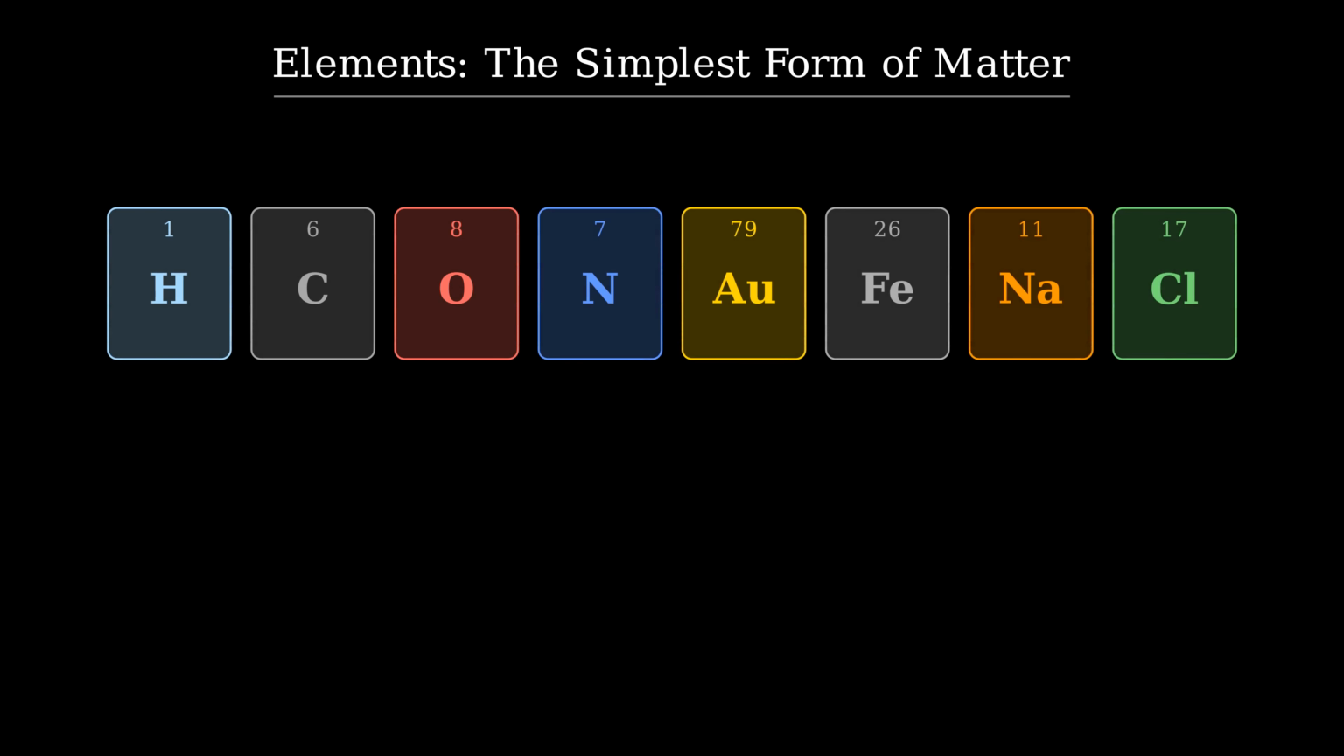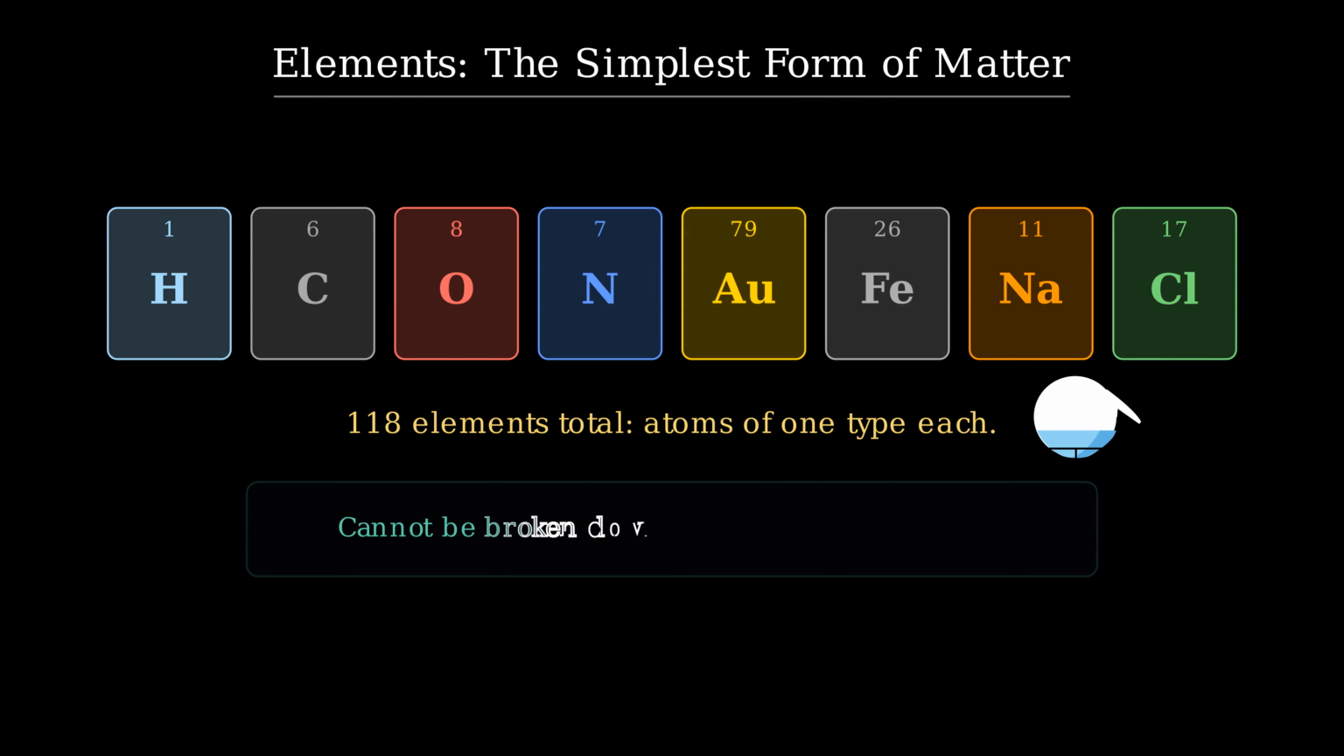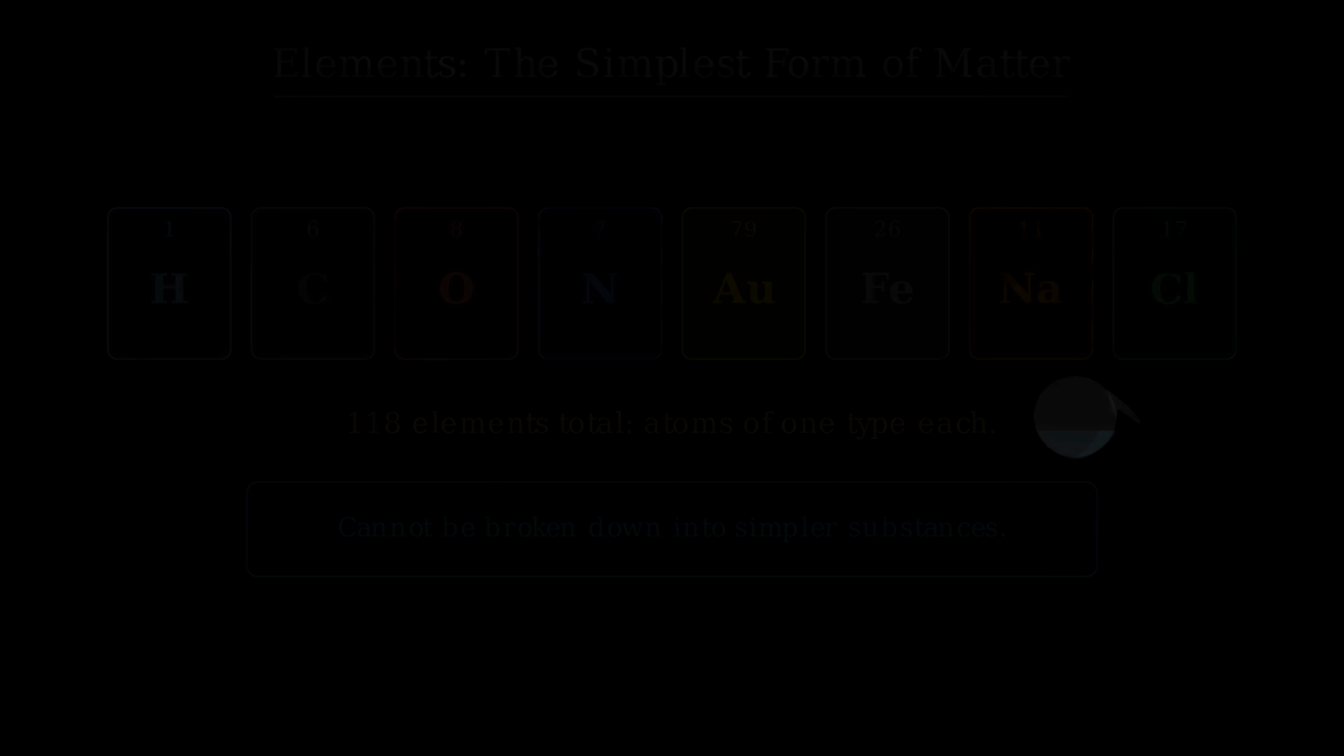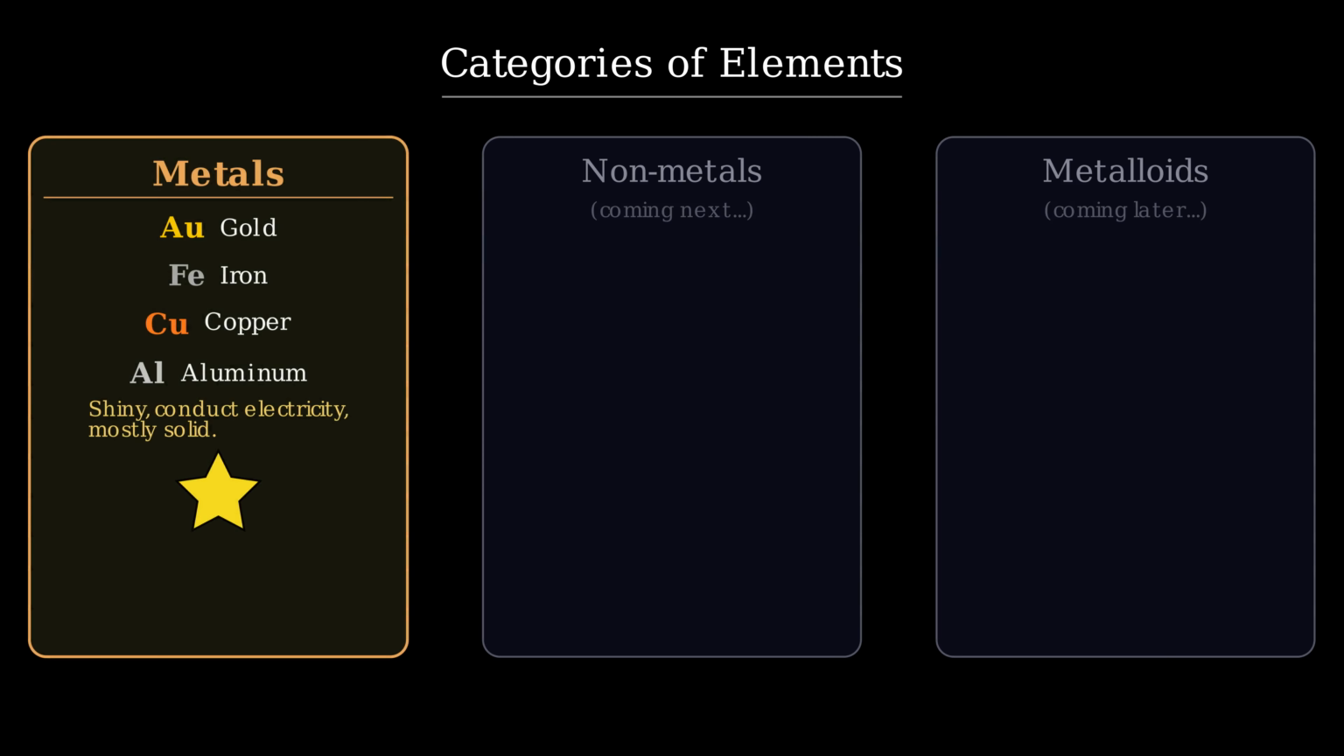An element is the simplest form of matter. Elements cannot be broken down into simpler substances. There are 118 known elements, each made of atoms of one type. Elements are organized into three main categories: metals, nonmetals, and metalloids. Metals are shiny, conduct electricity, and are usually solid at room temperature. Examples include gold, iron, copper, and aluminum.